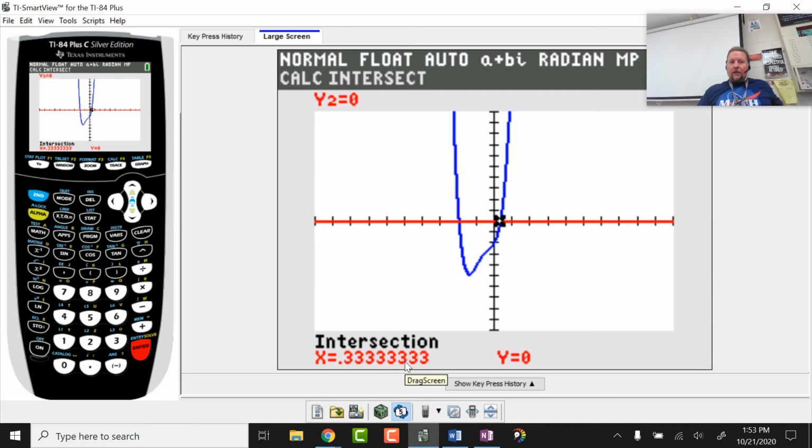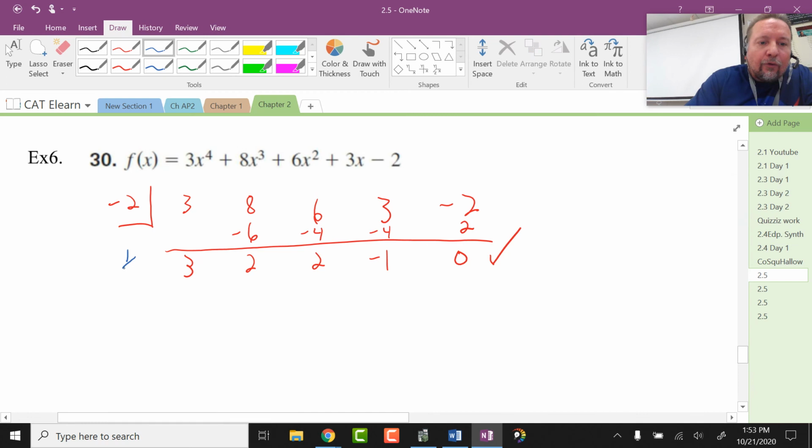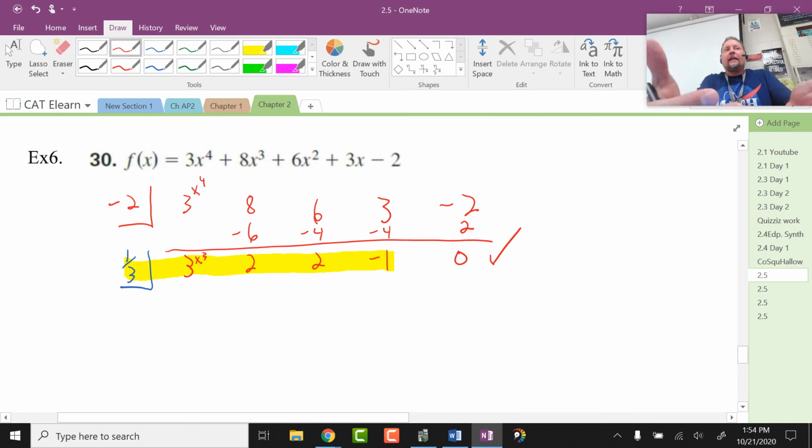0.3 repeating. Now, I am infinitely sad for those that don't understand what 0.3 repeating is. It is not good if we don't. 0.3 repeating is 1/3. And notice where I'm putting it. I'm putting it here because I'm going to synthetically divide this depressed x cubed. It was an x to the fourth, and now it's an x cubed. I'm going to knock that x cubed down to an x squared.